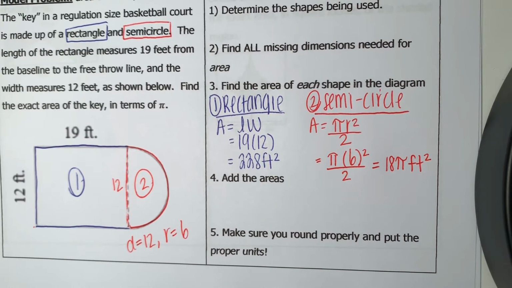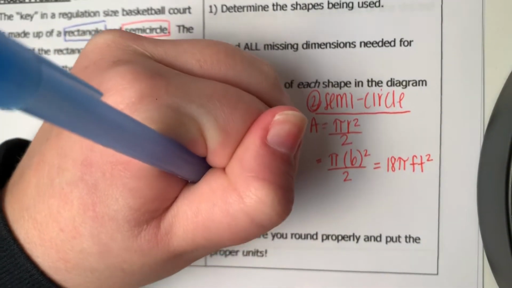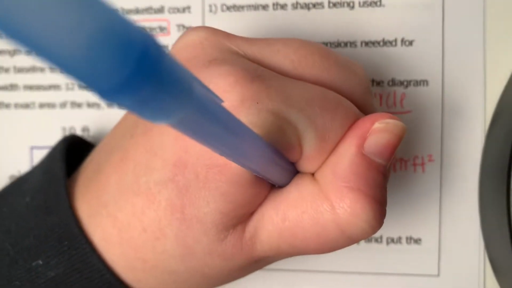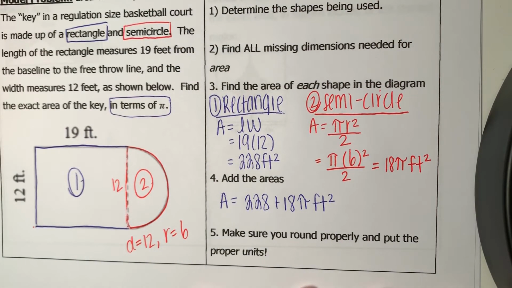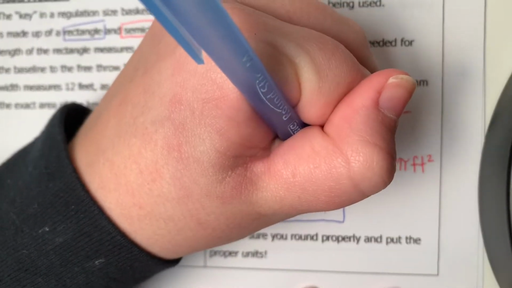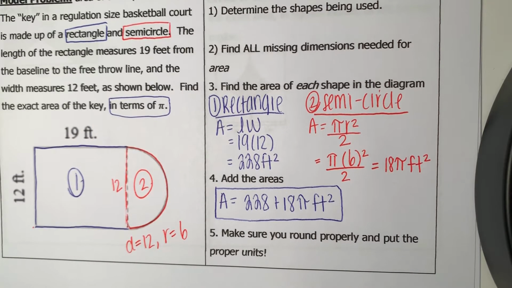Step 4 is to add the areas. So we're going to take 228 plus 18 pi feet squared. And because they tell us to leave our answer in terms of pi, this would be our final answer. Okay. And then obviously you always want to make sure that you're rounding properly and including proper units. Your units should always be squared when you are calculating the area.